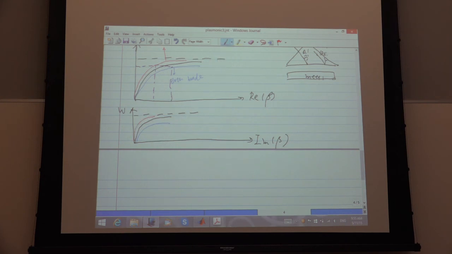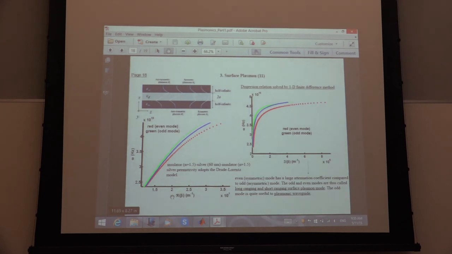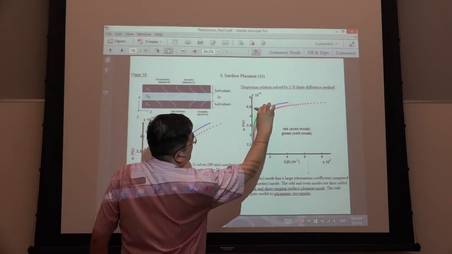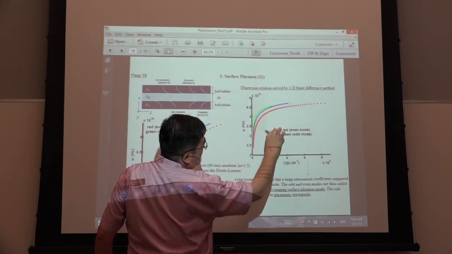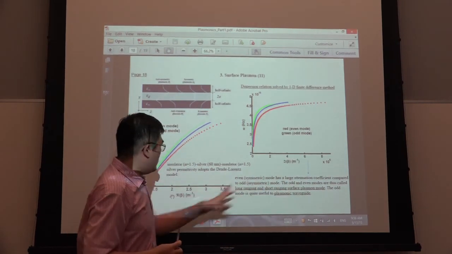You can see this is even, this is odd. I go to this better picture. You can see that for the odd mode here, the loss is smaller. Given omega, this is a smaller imaginary part of beta, so the loss is smaller. This is the imaginary part, and that was the real part.